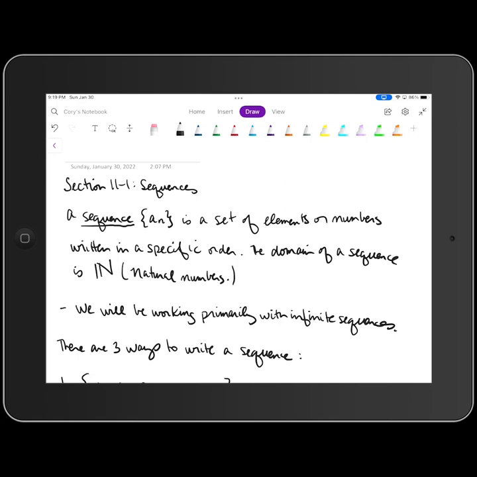So we're going to get started with chapter 11. Section 11-1 is going to deal with sequences, and then everything after section 1, excuse me, in chapter 11 is going to deal with series.